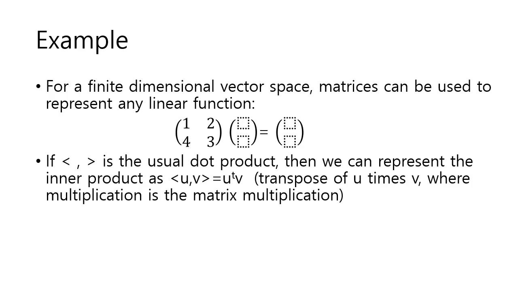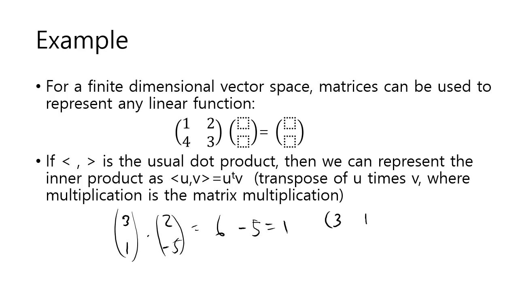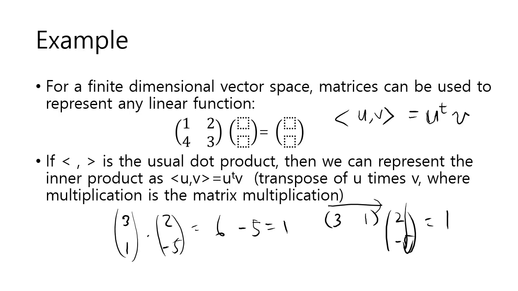Now, if this dot product is the usual dot product, say you have (3, 1) and (2, -5), and you do a dot product between them, how do you do that? 3 times 2 is 6, 1 times -5 is -5, so you get 1 as your result. Well, this is the same as multiplying the matrix (3, 1) with (2, -5), because matrix multiplication does this: 3 times 2, 1 times -5, so that's exactly 1. That means you can represent any dot product here as taking the transpose of the first one and doing a matrix multiplication with the second one.